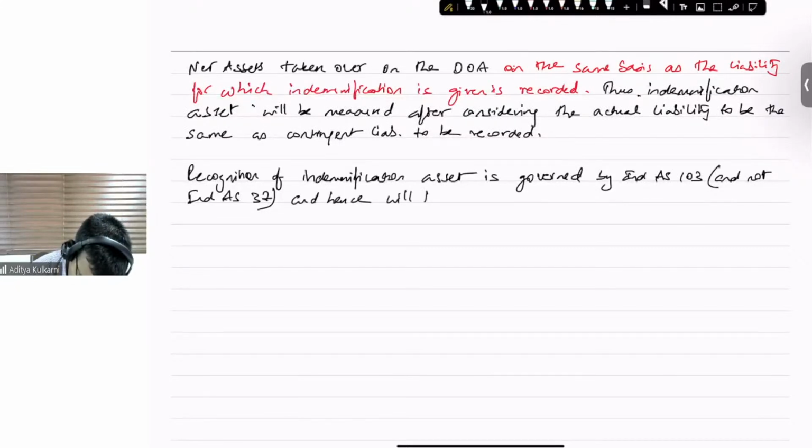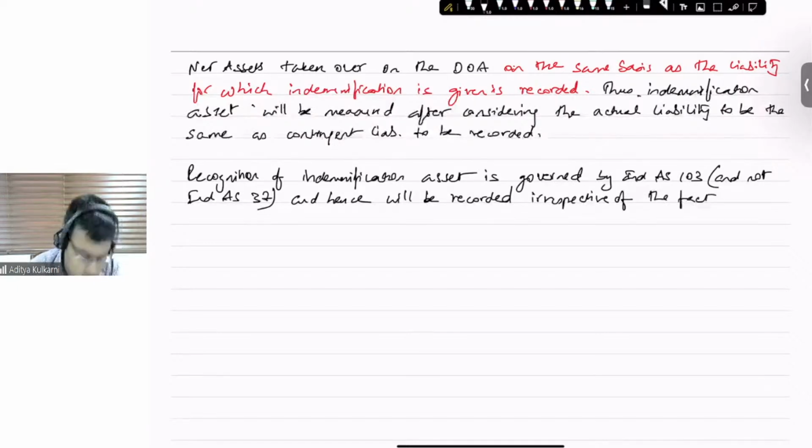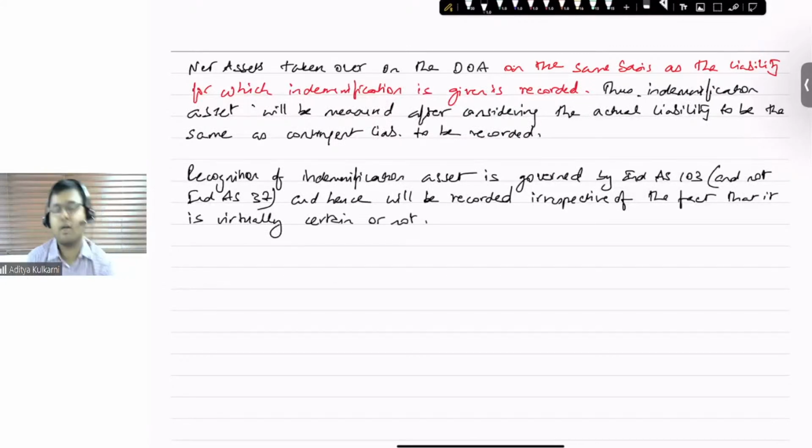And hence it will be recorded irrespective of the fact that it is virtually certain or not. You can recognize an asset under Ind AS 37 only when it is virtually certain that you are going to receive. But यहाँ पे वैसा कोई संबंध नहीं है. Okay.